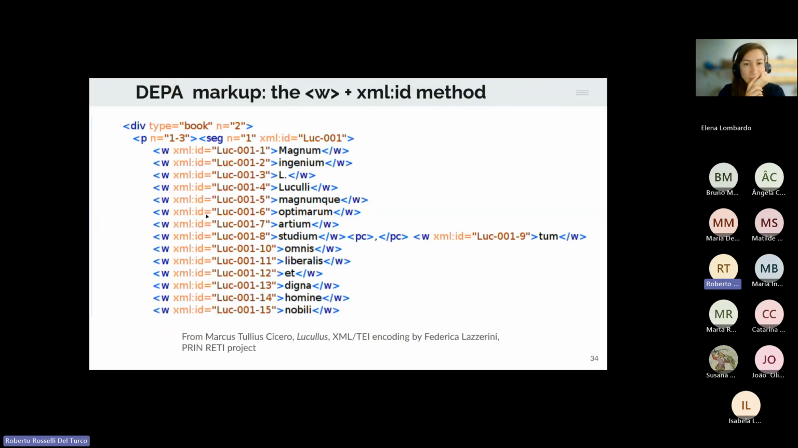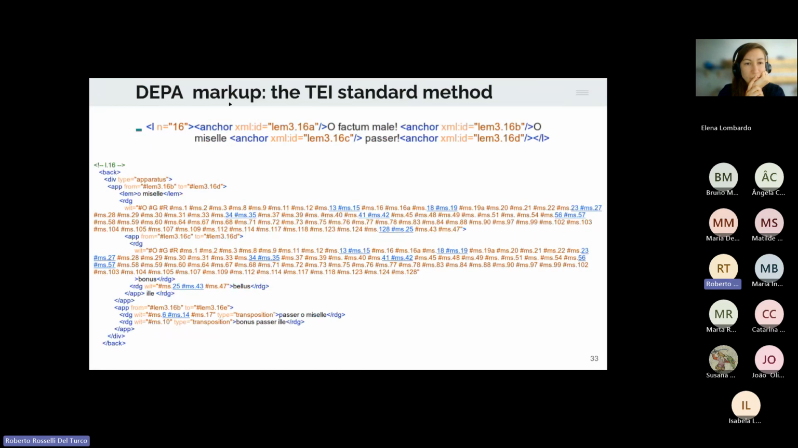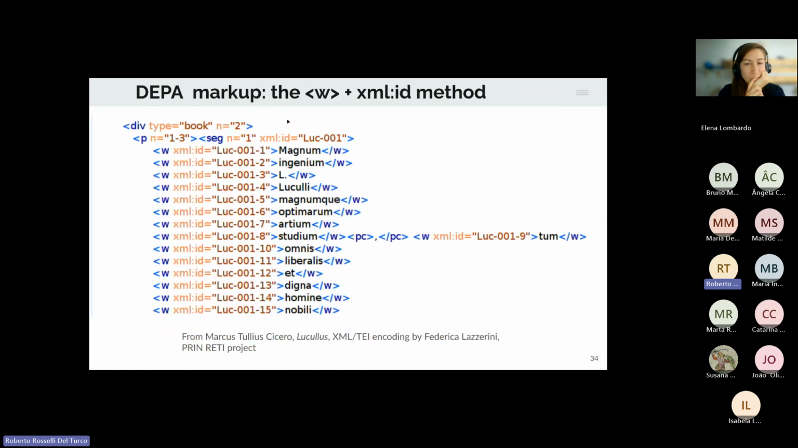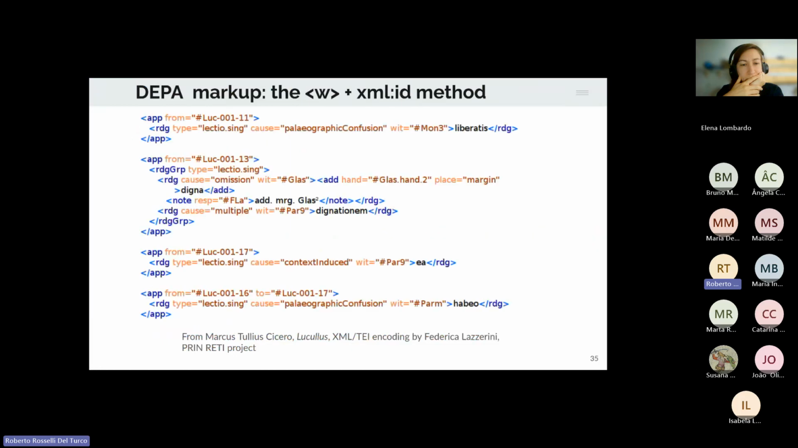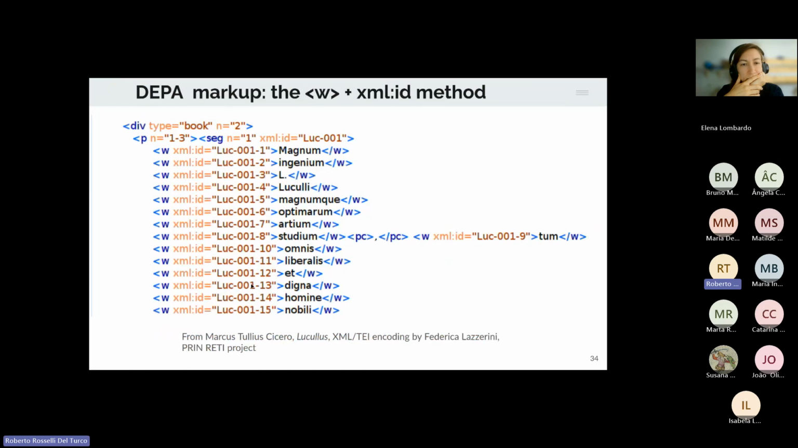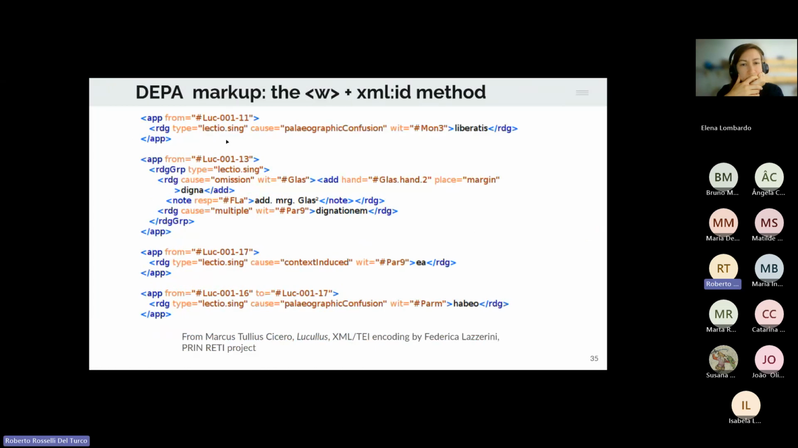We experimented with a different method, which is working fine, actually. That is, instead of adding all these new elements to the text, adding a w, meaning a word, TEI element to each word in the text, adding to each word an XML ID. Both these operations can be done automatically, so with very little effort by the editor. And at this point, in the apparatus, you just need to say, okay, from this word to this other word. And as you can see, it is much more, how can I say, intuitive when compared to the anchor-based method.